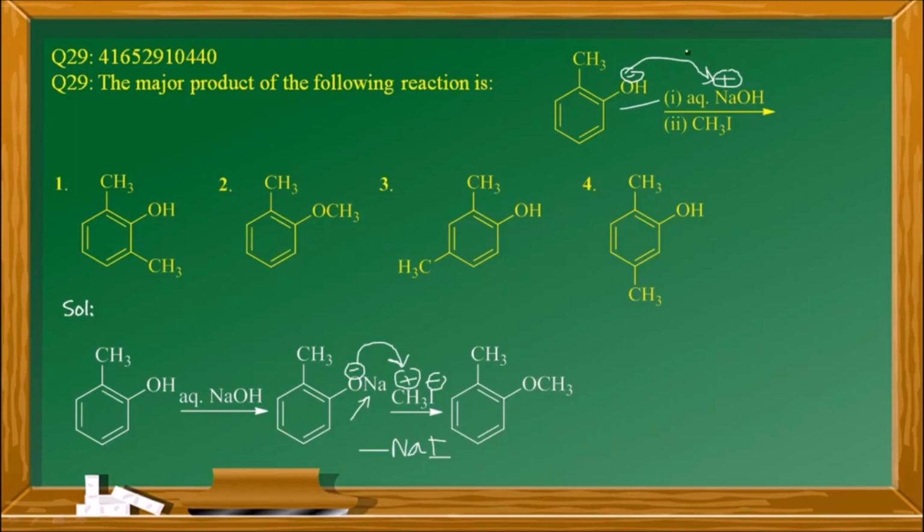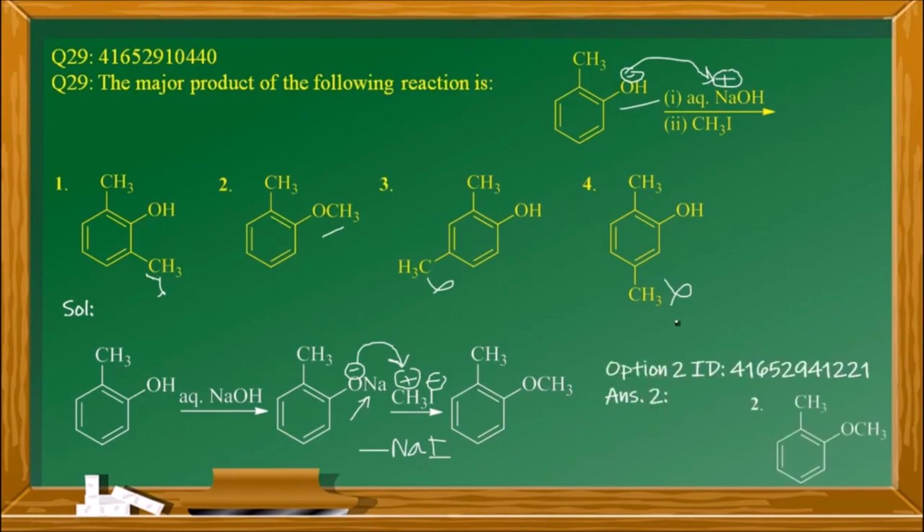What are the options showing? Methyl is intact, methoxy is here. What about the other compounds? This hydroxy is clear, so methylation has not taken place. Ortho, para, meta, no, friends. If you do Friedel-Crafts alkylation, then this is possible, but this is a sodium hydroxide reaction. Here ring alkylation will not take place; what takes place is methylation of the hydroxy group. So option number 2 is the correct option, friends.